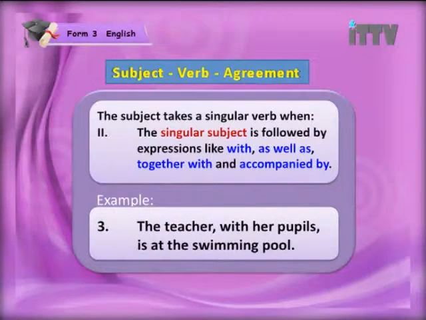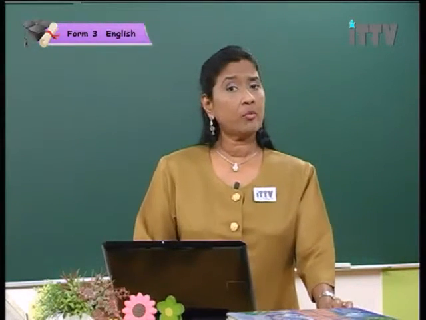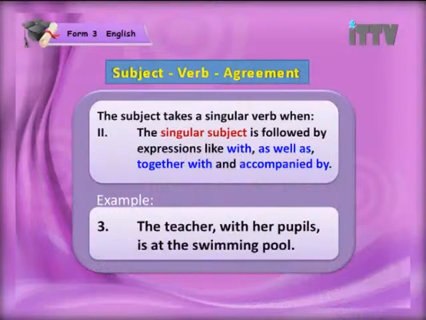The teacher, with her pupils, is at the swimming pool. Now, some students might think, pupils, that's plural. How come we are using is? This is where you got to go back to your rules. The teacher, that's a subject, with her pupils. So when we use the word with, we have to remember it's a singular subject. Remember your rules, and that's how the sentence is. The teacher with her pupils is at the swimming pool. Good.